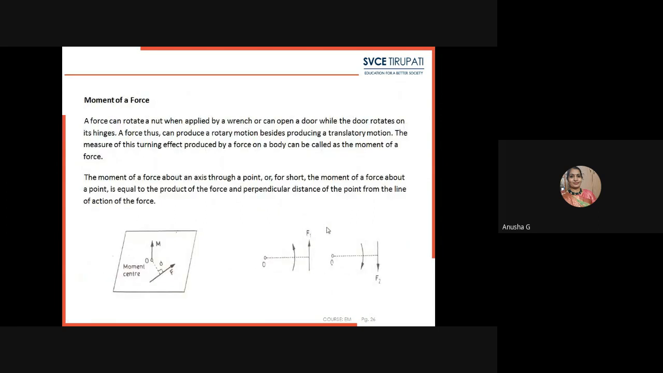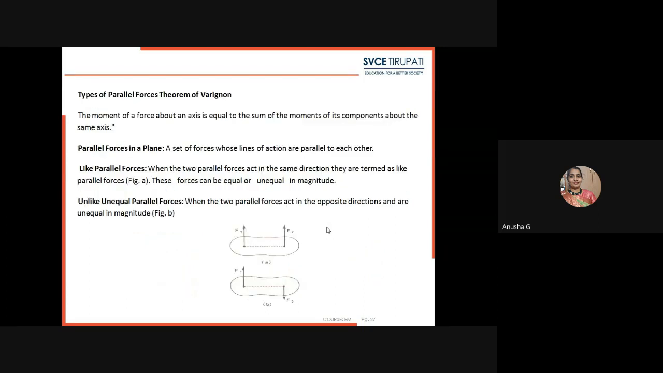Similarly, what is meant by moment? Moment is nothing but the force multiplied by the perpendicular distance. Moment equals force into perpendicular distance. Now we will see the different types of parallel forces.